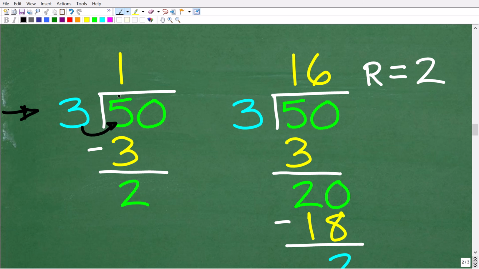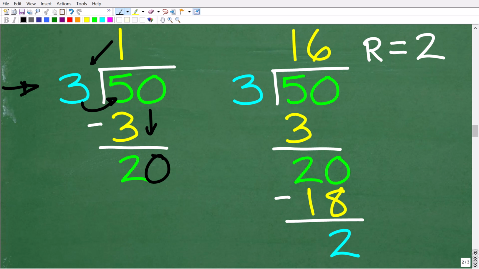Now the next thing that we're going to do is take this 1 and multiply it by 3. So 1 times 3, of course, is 3. And then we're going to subtract. Alright, so 5 minus 3 is 2. Now we're going to ask ourselves, can 3 go into 2? Well, 3 cannot go into 2, so what we're going to do is drop down this 0. So now we're going to ask ourselves, can 3 go into 20?